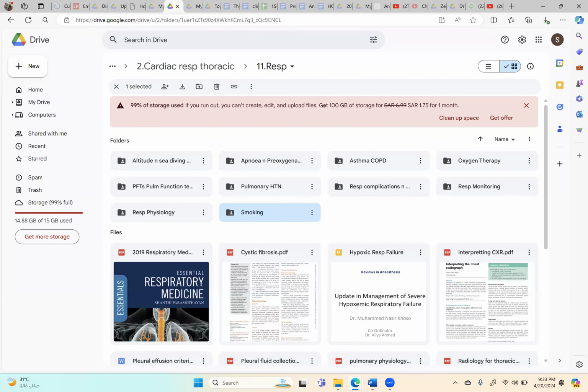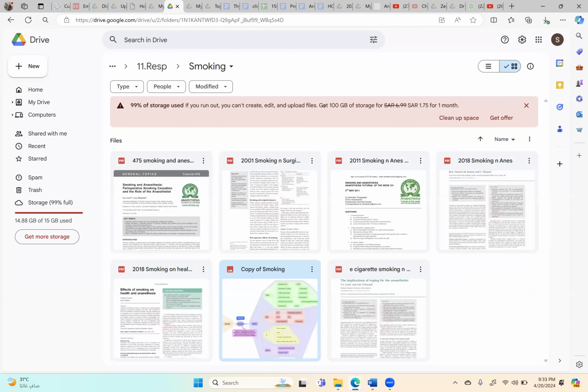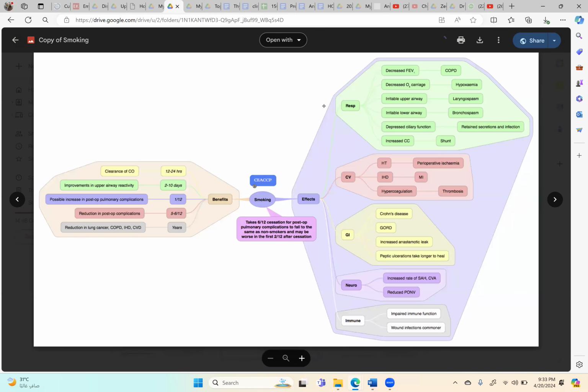Effects of smoking, you should be knowing how smoking affects and what are the effects of cessation. In 12 to 24 hours, clearance of carbon monoxide and nicotine levels will decrease. Improvements in the upper airway in 2 to 10 days. In 1 month, post-operative complications will decrease. Sorry, initially it will be reactive. Then in around 5 to 6 months, reduction in post-operative complications, reduction in lung cancer, COPD, ischemic heart disease, incredible. So these are some of the effects.